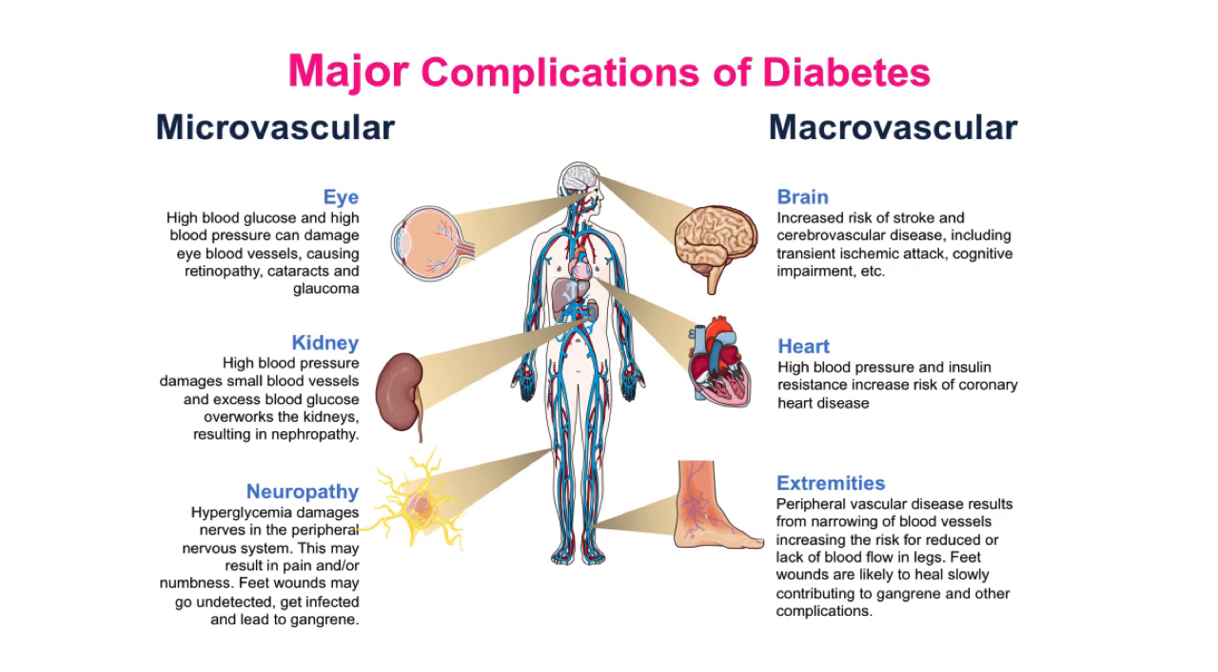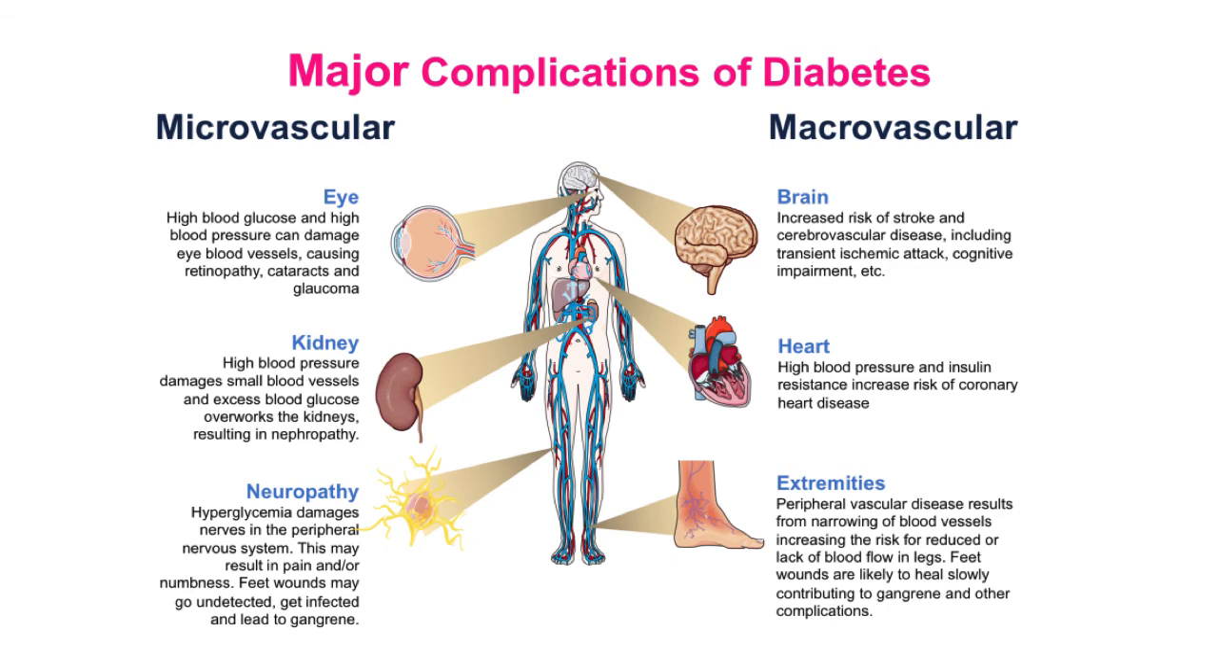All right, major complications of diabetes. Most of us are fairly familiar with the complications of diabetes. We have microvascular and we have macrovascular complications. Micro just simply means small, macro simply means big.